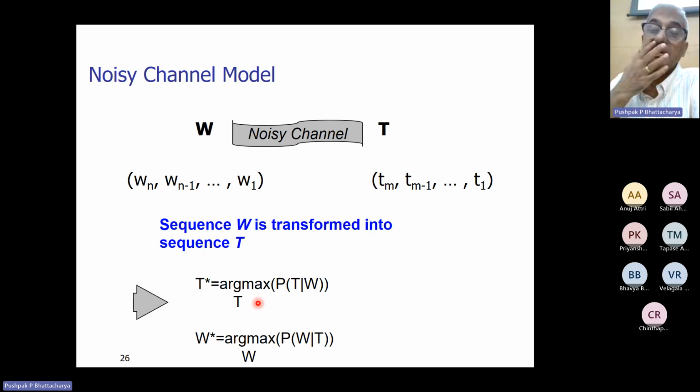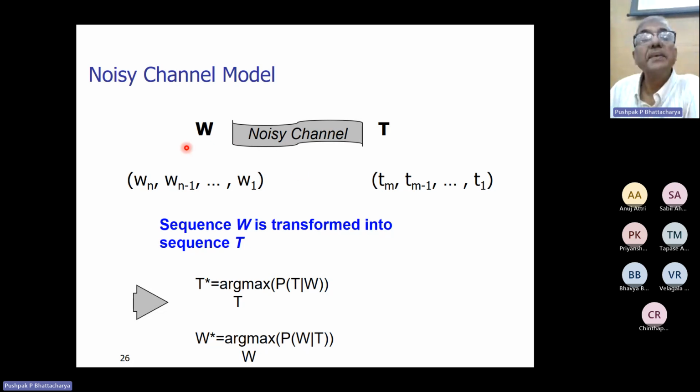Choose that text which has the highest probability. So that's why argmax, and T star is the best possible text. Similarly, you can reconstruct the input again through an argmax probability of W given T. Now this noisy channel framework is very, very universal.